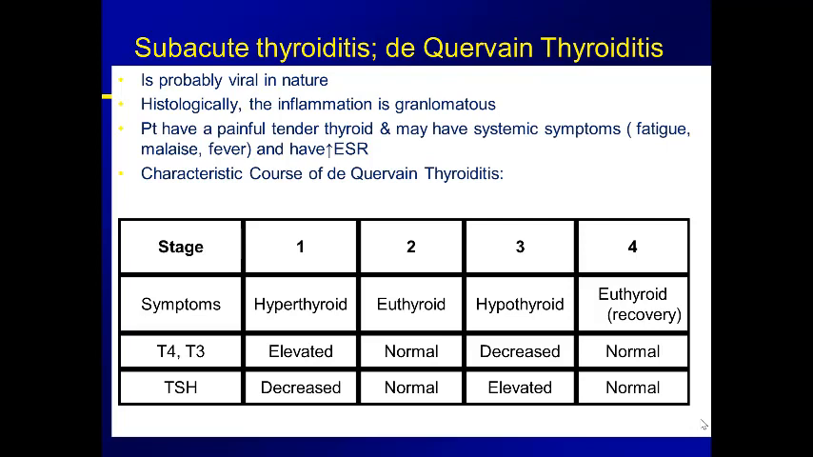Subacute thyroiditis, De Quervain thyroiditis, is sometimes viral in nature. Histologically, the inflammation is granulomatous. Patients have a painful, tender thyroid gland and may have systemic symptoms like fatigue, bone ache, malaise, fever, nausea, vomiting, with increased erythrocyte sedimentation rate.